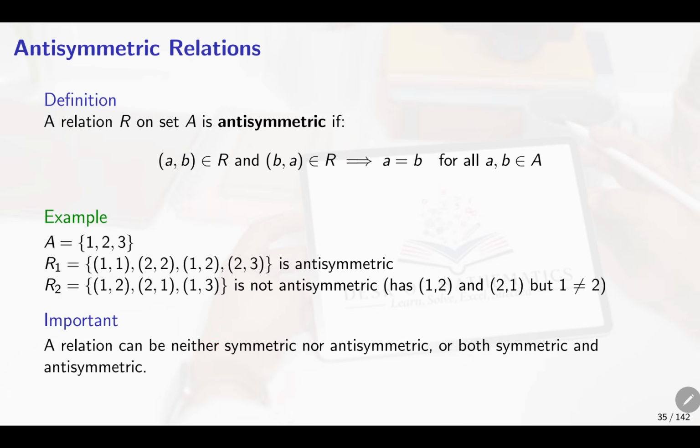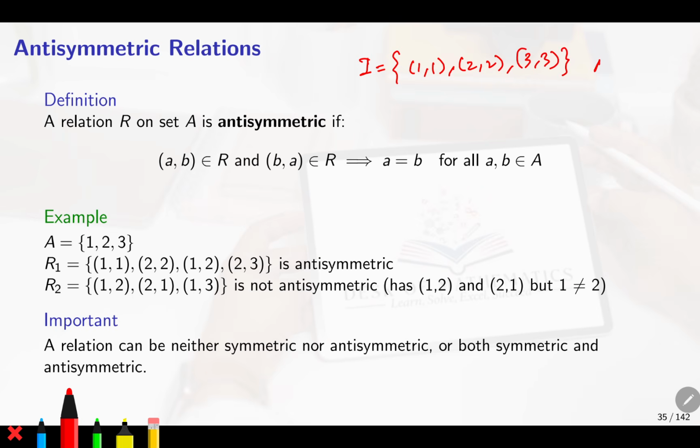Okay, so here is an important point. A relation can be neither symmetric nor antisymmetric, or both symmetric and antisymmetric. For example, if I take the identity relation I, (1, 1), (2, 2), (3, 3), it is an identity relation on the set A = {1, 2, 3}. Now you can check, this one is symmetric and antisymmetric as well, because no other element exists whose symmetric counterpart will come and be different.